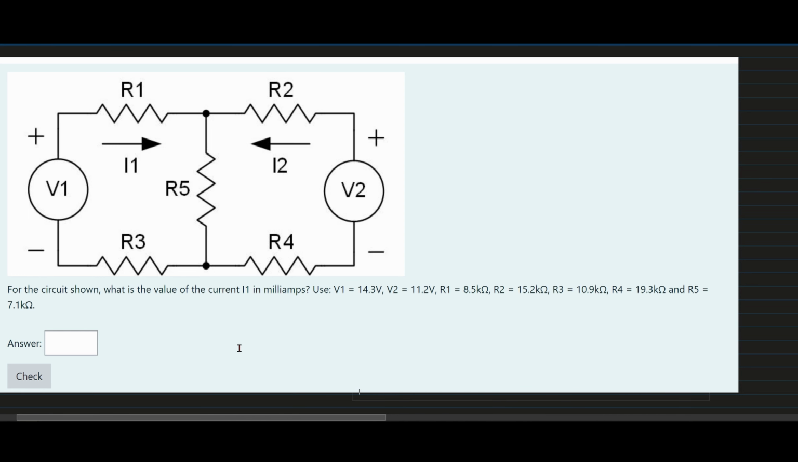Now, we could solve this using the node voltage method, where we look at the node here, take the voltage across here, and subtract the voltage here with this resistor, and so on and so forth, but that's a lot of work. Instead, we can use the mesh current analysis or method.